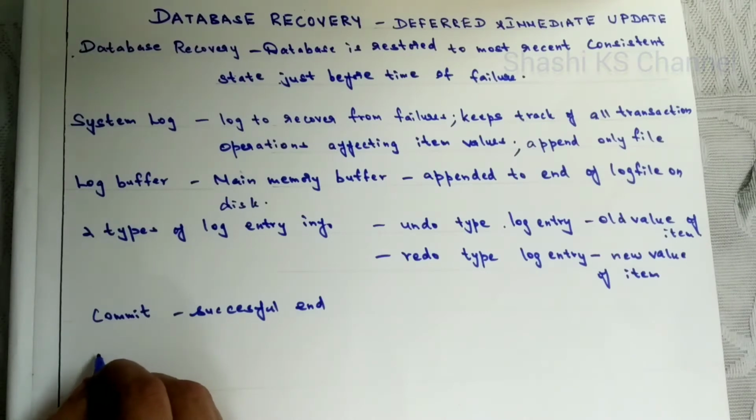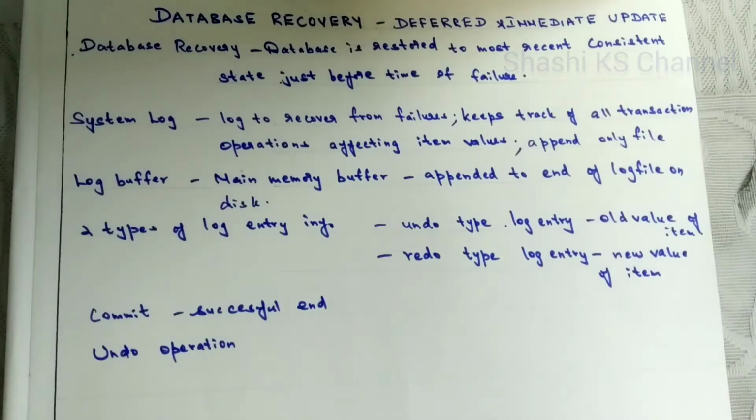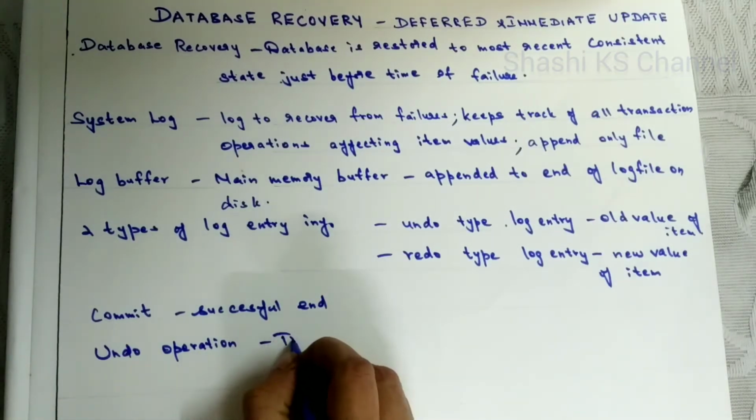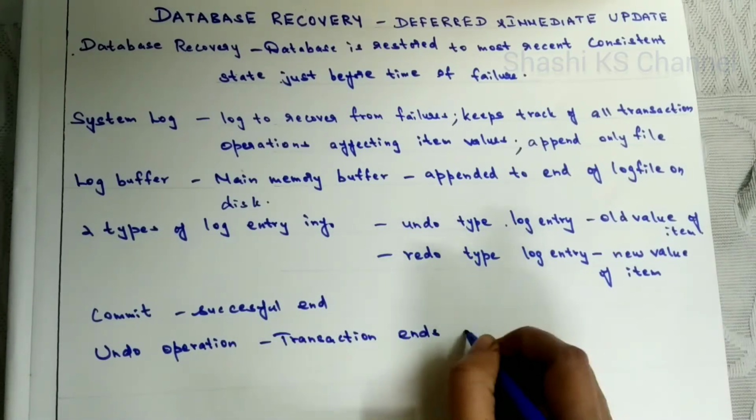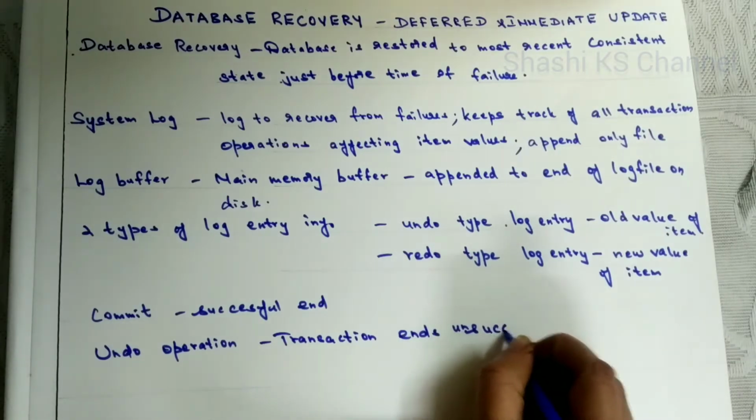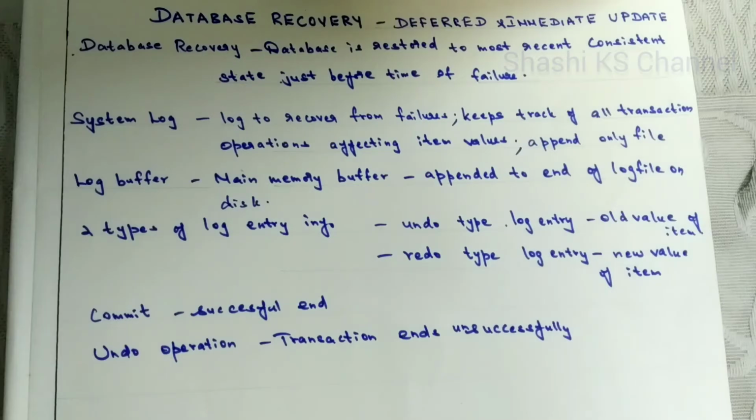What is the meaning of this undo operation? Whenever a transaction ends unsuccessfully, any changes which the transaction has applied to the database on the disk have to be undone. The transaction is not yet committed, the transaction has failed. That means if it has modified the values of data items in the database, then all such changes made to the data items in the database on the disk have to be undone. So this is called the undo operation.